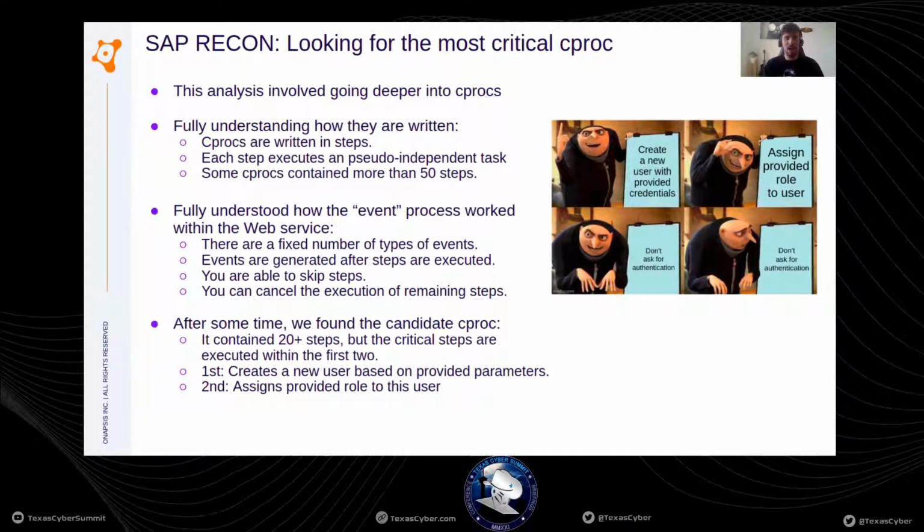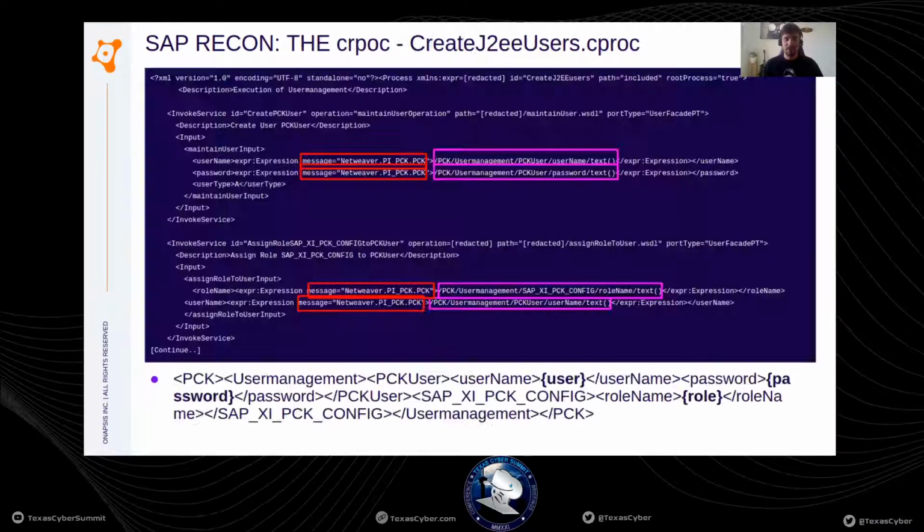So after a couple of days doing some analysis, I found maybe one of the most critical cprocs that, at least from my point of view, was really, really interesting. It had more than 20 steps, but within the first 2 steps, it did all the critical things that we needed. This was the code of the cproc. The name was create Java users. In the first step, it will create a user with a password that you provided and, of course, the username. And in the second step, it will assign a role to that user. And which role? Well, the role that you provide also as a parameter.